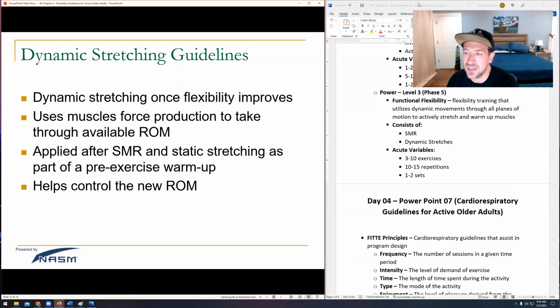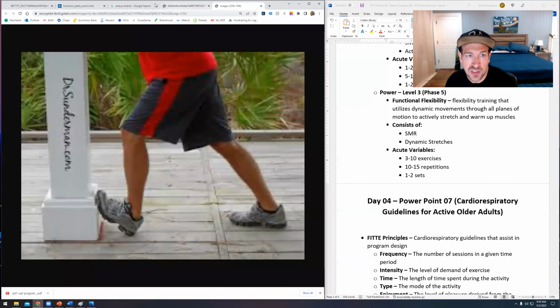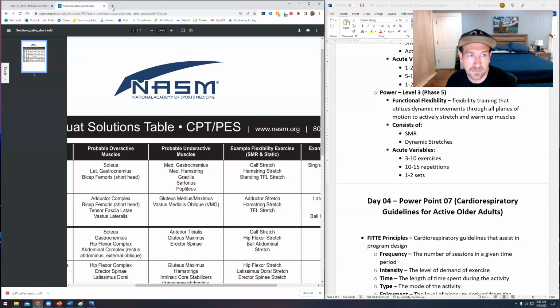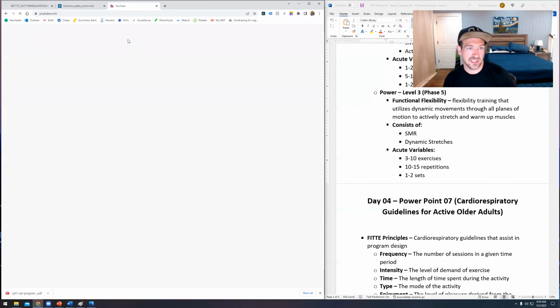So this is where we're going to see functional flexibility come in. This is flexibility training that utilizes dynamic movements, things like body weight squats. Squatting now counts as a stretch, not as a strength exercise. That's fun. Through all planes of motion to actively stretch and warm up your muscles. So you might see something like this. Let's take a look at the inchworm.